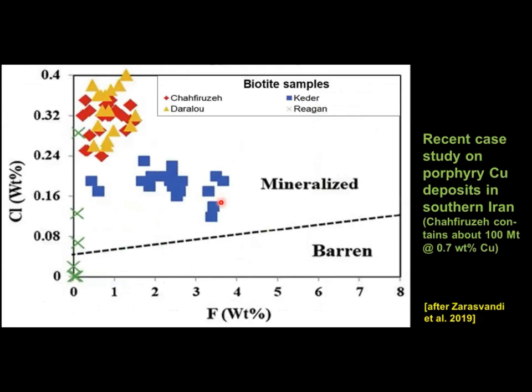Some Iranian professors have done that very recently, just last year, in a paper in Ore Geology Reviews, and they did the same thing with some porphyry copper deposits in Iran. Iran has many big porphyry copper gold deposits, and they found the same, that the barren intrusions were depleted in chlorine in the biotite phenocrysts, and the mineralized ones were super enriched.